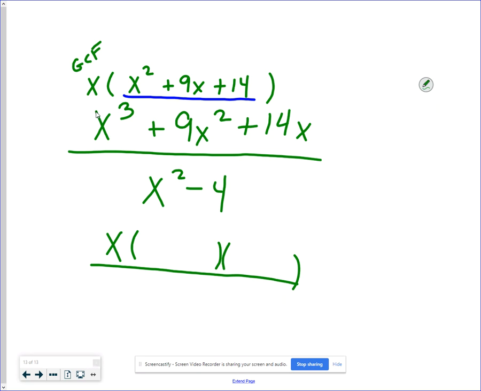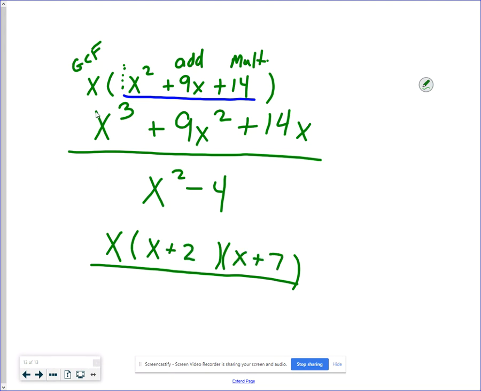Again, it's like the one we just saw. You've got a leading coefficient of 1, what multiplies to be 14, and adds to be 9. What two numbers do that? Positive 2 and positive 7. So it factors to x times the quantity x plus 2 and x plus 7.